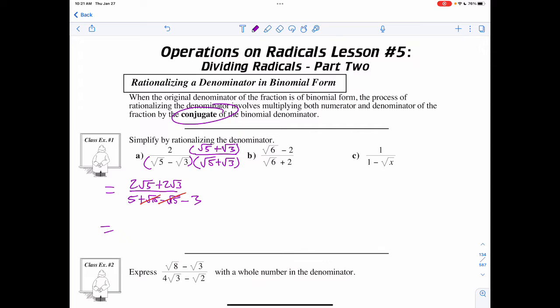So this is going to give me 2 root 5 plus 2 root 3, all divided by 5 minus 3, which is 2. And then I can double check and see, can I simplify this at all like what we did in the previous ones? Well, look, all three terms have a common factor of 2. So I can just divide out that 2 and get root 5 plus root 3. And there's my final answer.